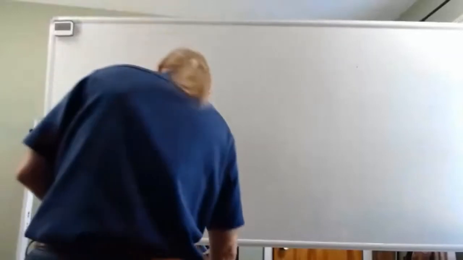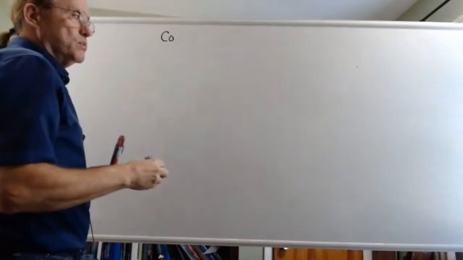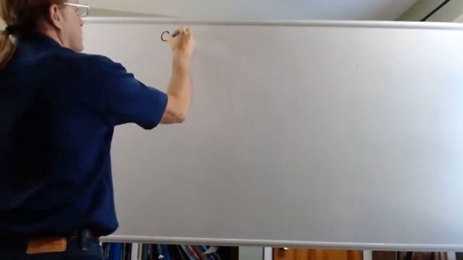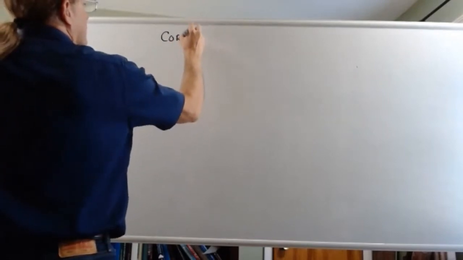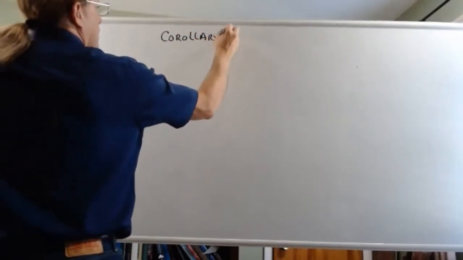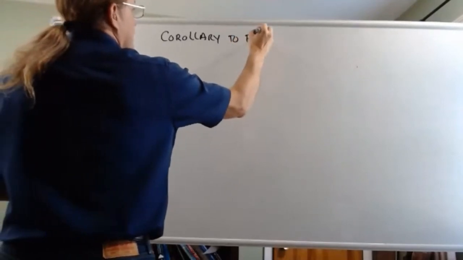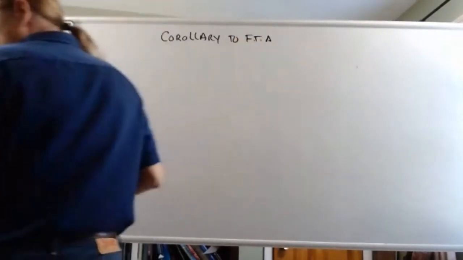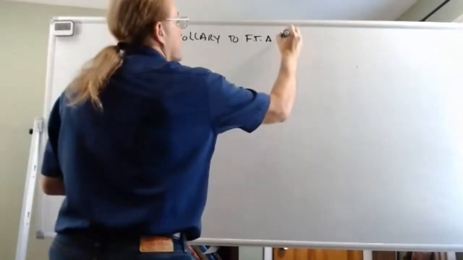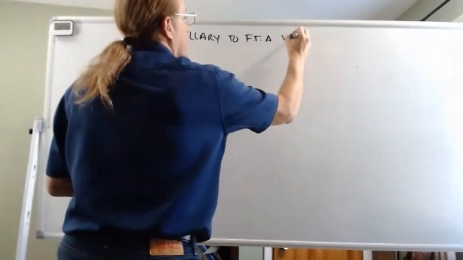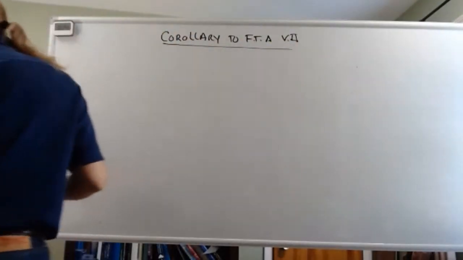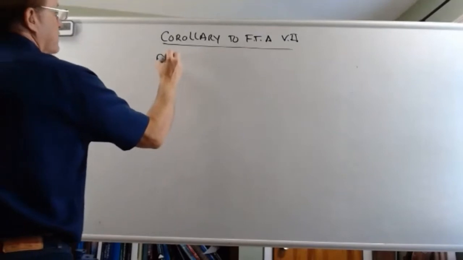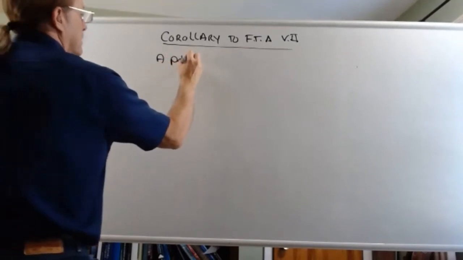This is all in the textbook too, but I'll spell it out here. There's a corollary, something that comes from the fundamental theorem of algebra, version 2. And it's the following. A polynomial function with rational coefficients.